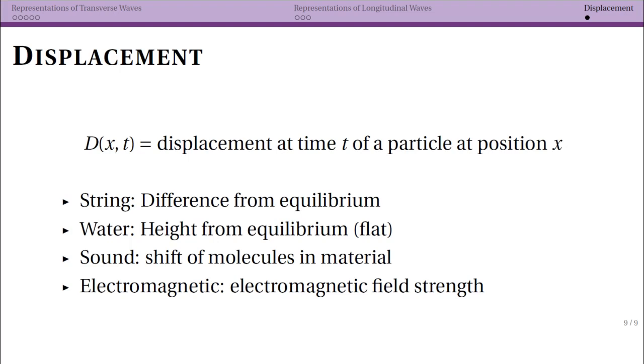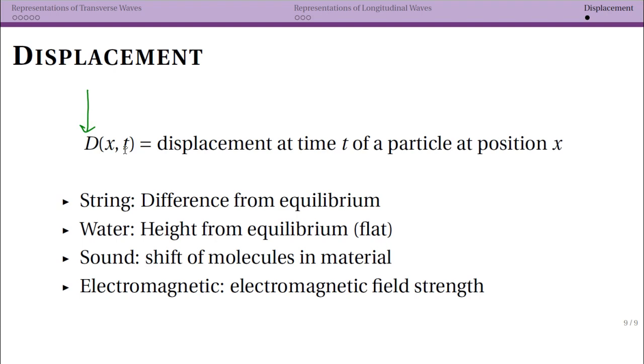Before we jump into the math, I want to come back one more time to talk about what it means when we talk about displacement. Displacement is going to be a function of two variables, and we can use capital D to represent this. So again, this is a multidimensional function in that we have a function of position and time. So displacement is a very general word.